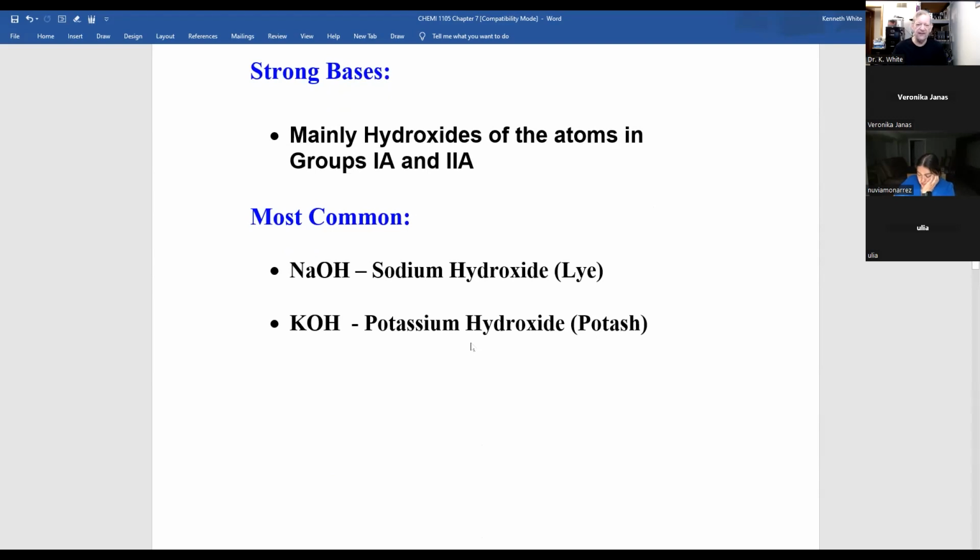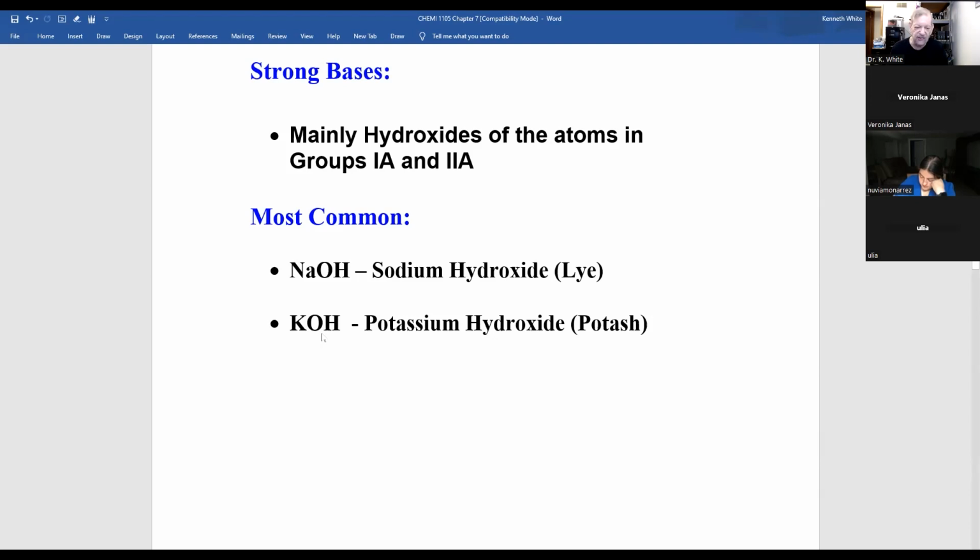Now, same thing, you can have strong bases. Those are usually hydroxides of the alkali metals and alkaline earth metals, that's group 1A and group 2A. These are bases that say, give me your proton, whether you like it or not. Examples are sodium hydroxide, NaOH, and potassium hydroxide, KOH.